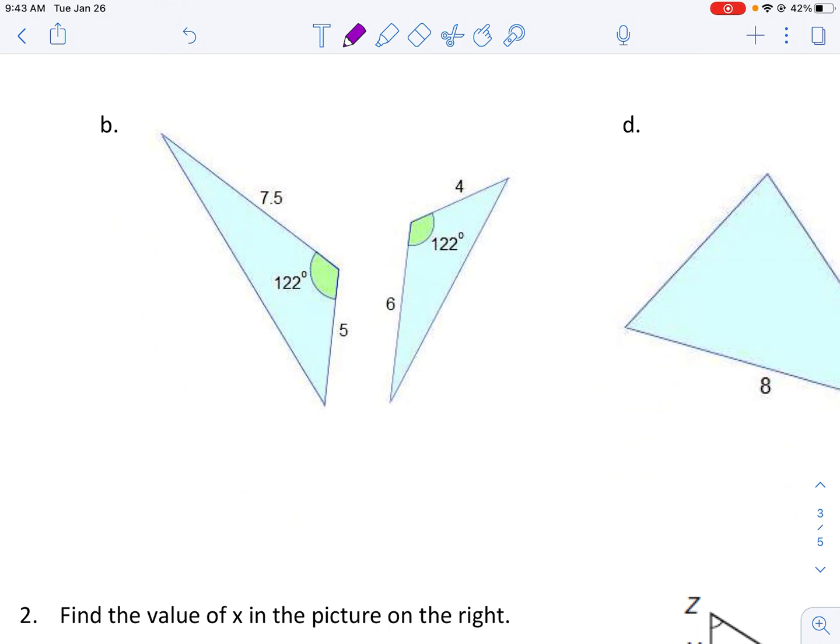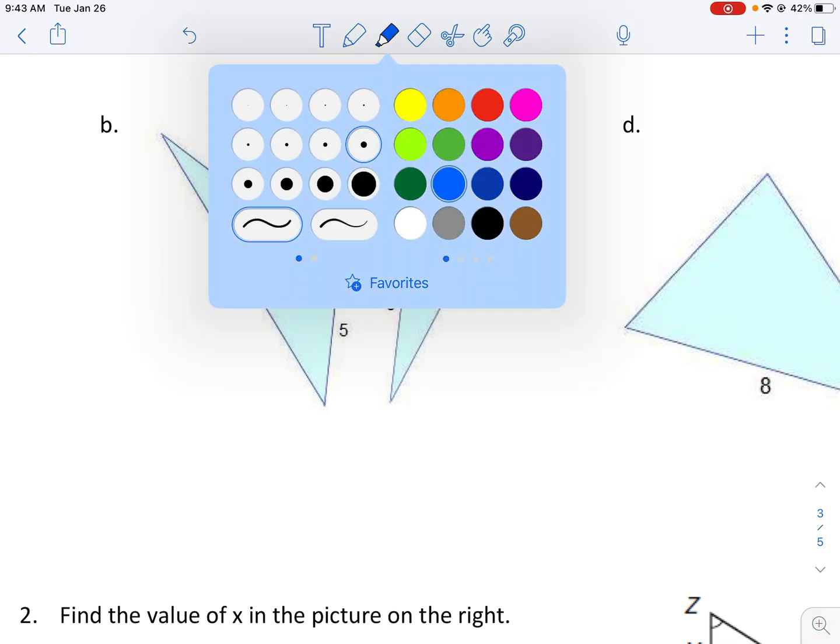Okay, now we have an angle that we know is the same, so we have to check the ratio of the sides between them. So this is what I'm saying, like which side corresponds to what? Is it 7.5 corresponds to 4, or does 7.5 correspond to 6? And you might check it one way and it might be wrong. So I'm actually going to do it the wrong way first just to illustrate what happens.